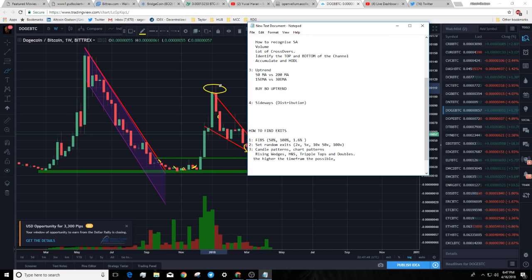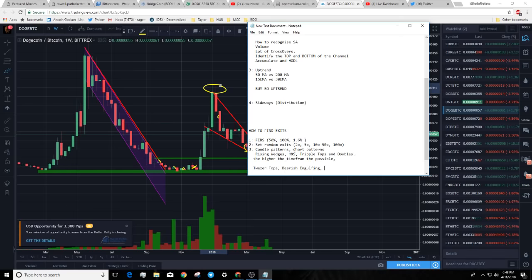You have your tweezer tops. I don't even know how to spell tweezer anymore. You have your bearish engulfing, or bullish engulfing if it's an uptrend. In a downtrend, it will be a bearish engulfing, which is when the red candle is bigger than the green candle, right? It's another good example of the beginning of a downtrend.